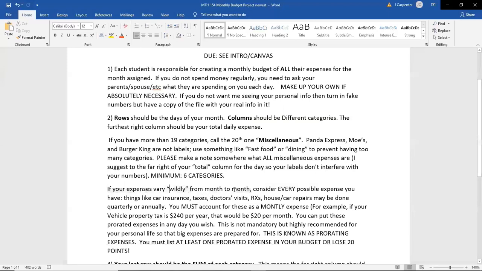So if your expenses vary wildly from month to month, consider every possible expense you have. Things like your car insurance, your taxes, your doctor's visits, your prescriptions, your house repairs, car repairs that could be done in quarterly or annually or semi-annually or all sorts of different installments. So car insurance, a lot of people pay this twice a year because if they pay it monthly, they have to pay just a little more. There's basically a premium bump. But if you pay it semi-annually, which means every 6 months or twice per year, then they might save you like $30 or $40. And in the long run, that can be worth it.